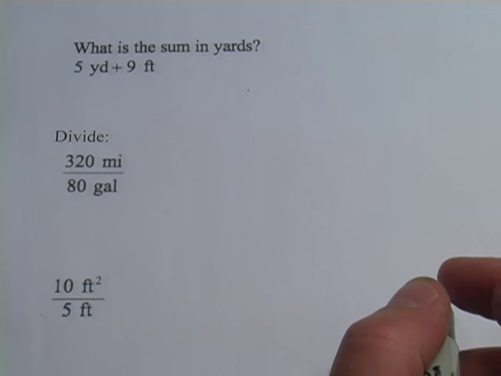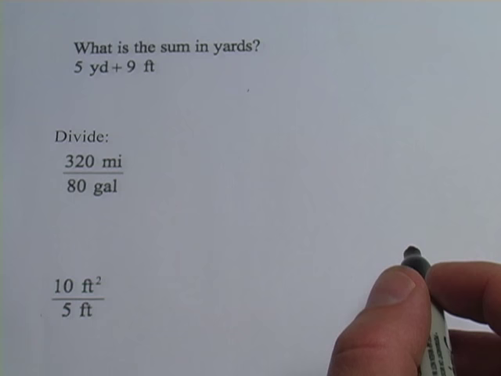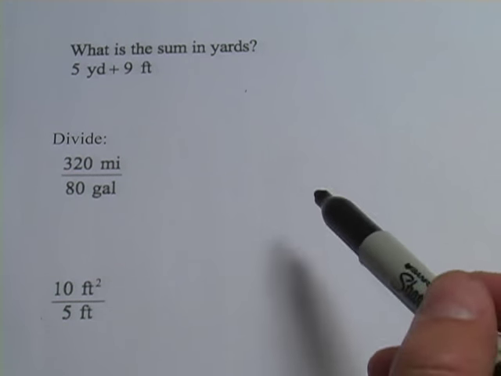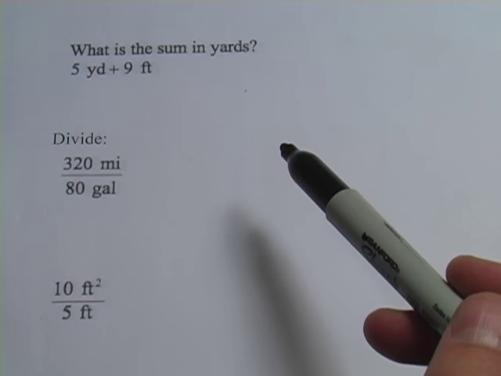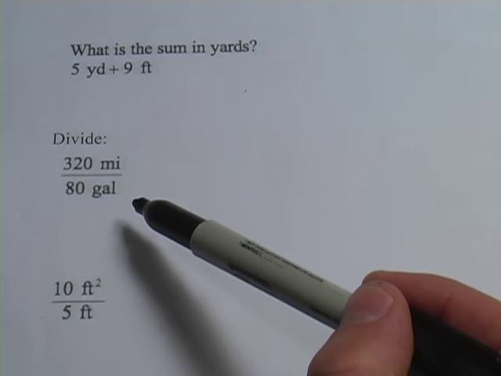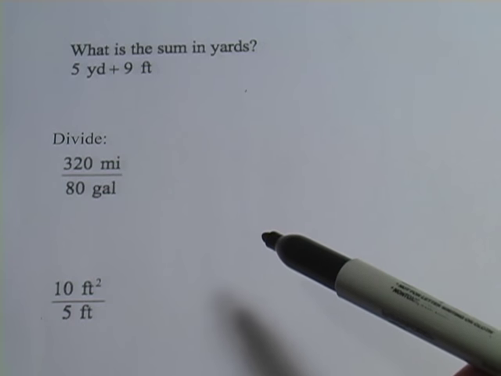Okay, here we're being asked to do some basic arithmetic problems. It's really just adding, subtracting, and multiplying, dividing. But it's complicated by the fact that there are units here, so we have to figure out what to do with the units. And by units, I mean things like yards, feet, miles, gallons, feet squared. So there's some tricks to know about dealing with the units.